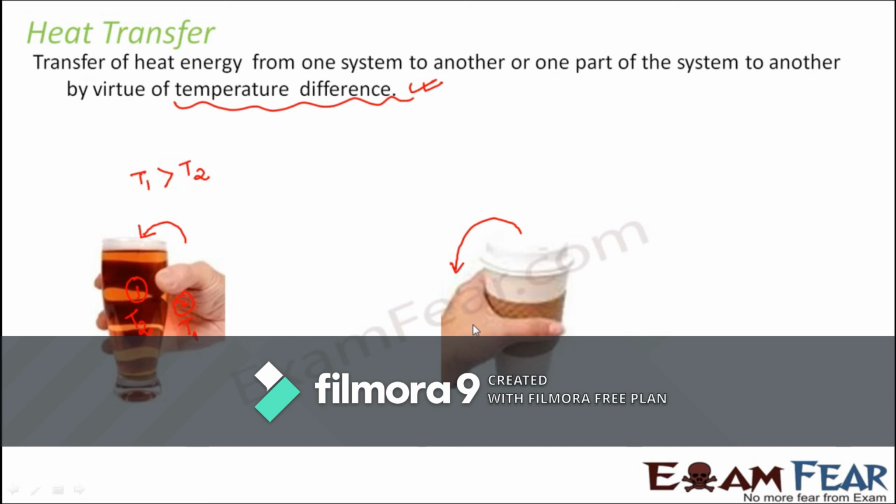Now in case you are holding a glass which is at room temperature, it is neither cold nor hot. So in that case, the temperature of your hand also remains the same. That's because no heat transfer took place, because both the objects were at the same temperature. So there was no temperature difference. So this is how we define heat transfer.